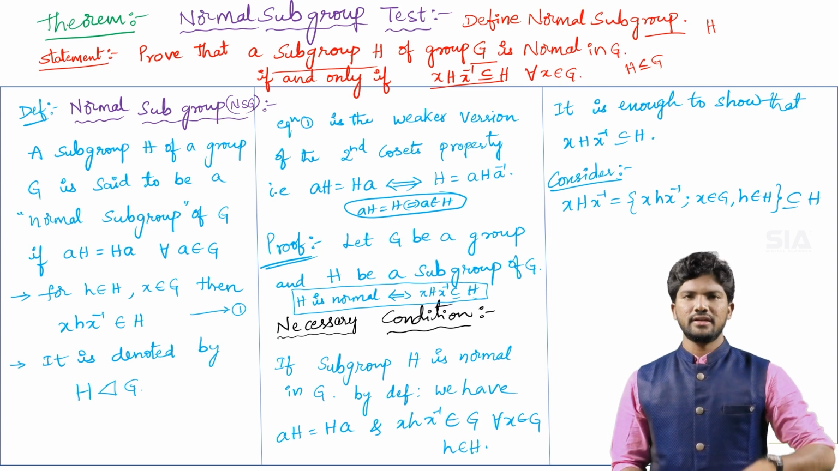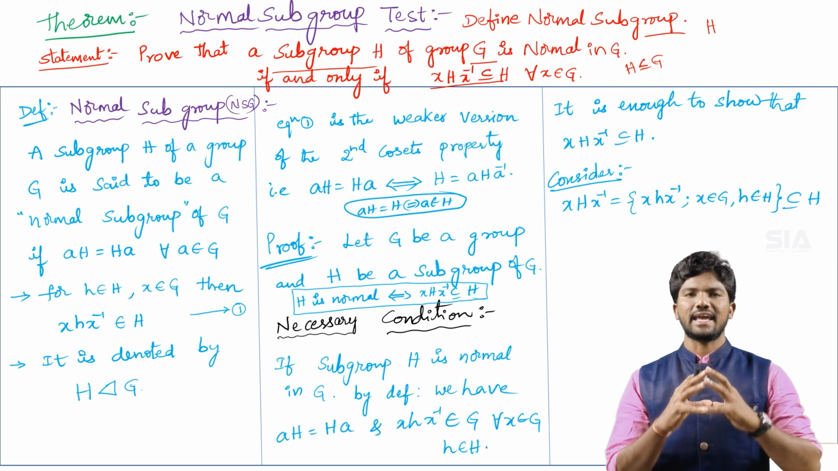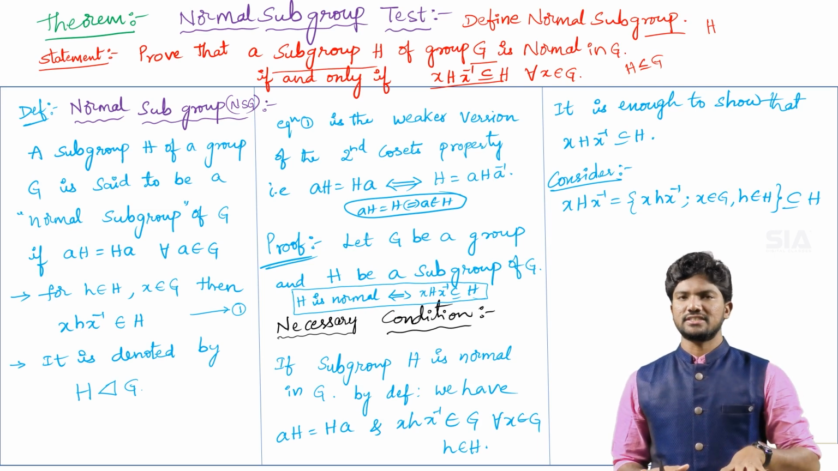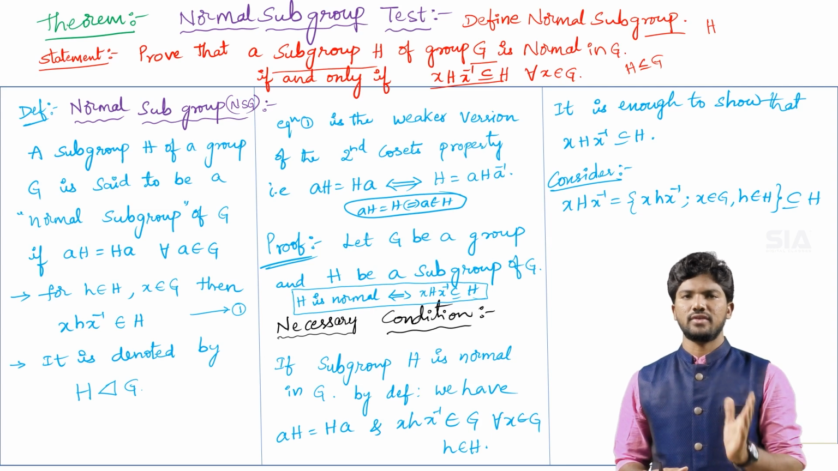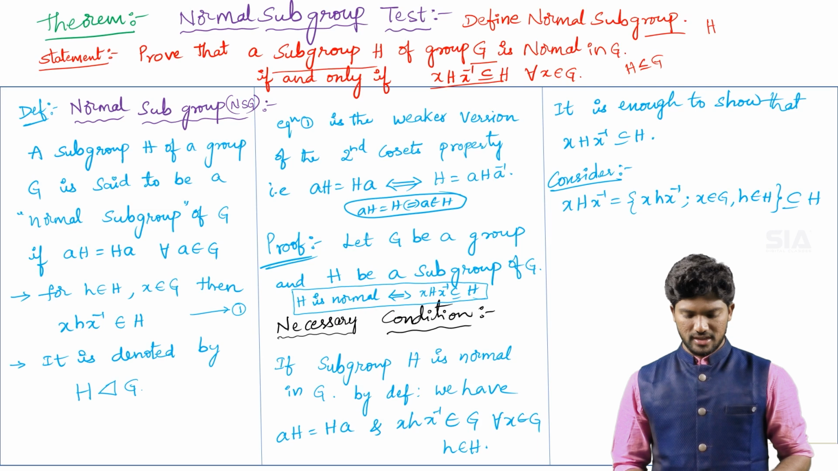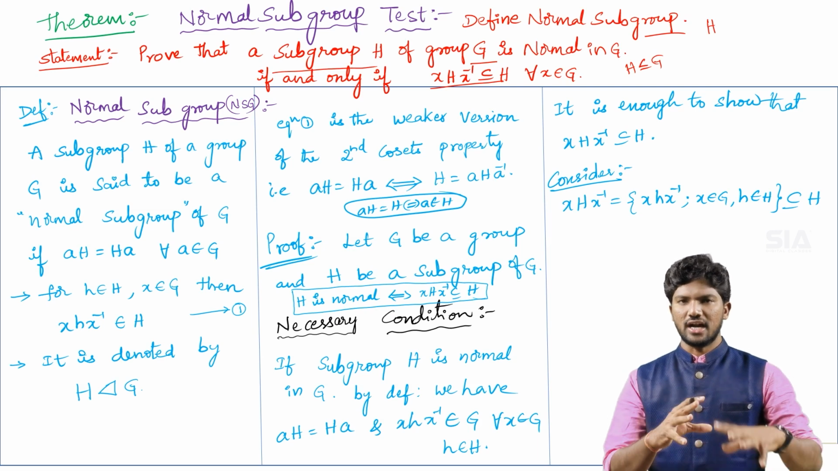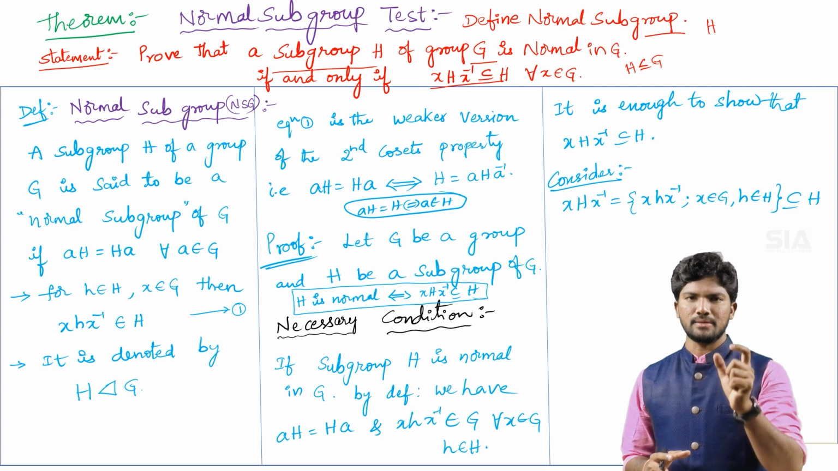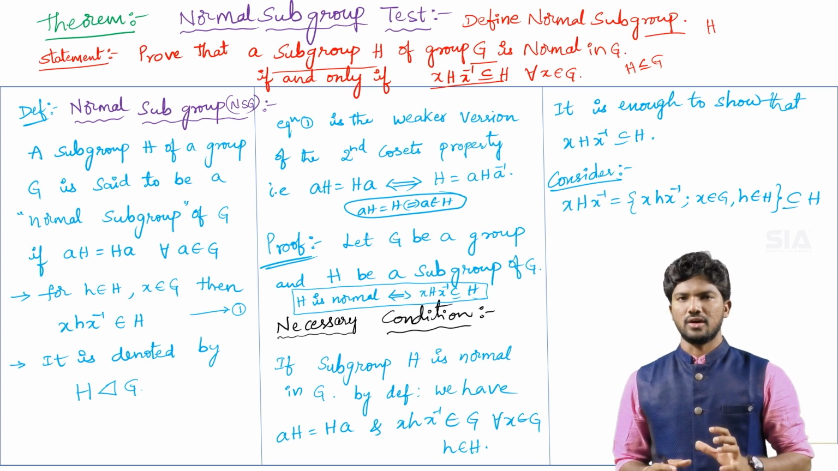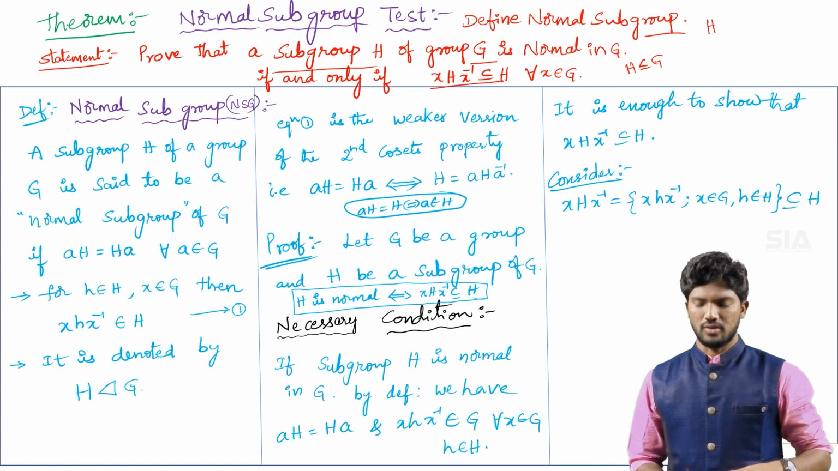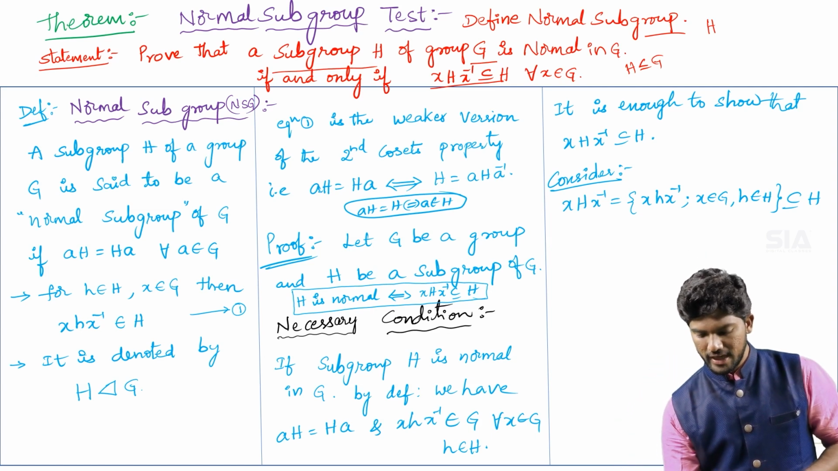This statement was first discovered by the famous mathematician Galois. In the beginning of the 19th century, around 1815 to 1820, the famous mathematician Galois discovered that a into H is equal to H is not true for all a belongs to capital G. There is some minute error in that statement. Here we are going to study that as a weaker statement.